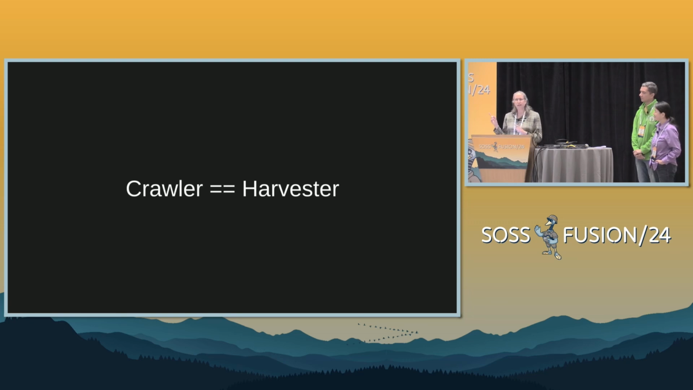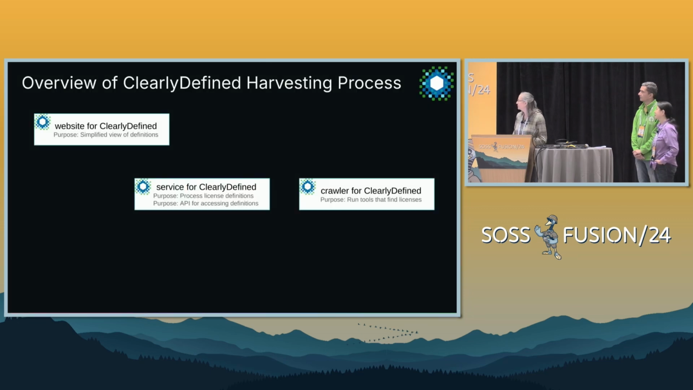All right, so I'm going to talk a little now about some of the workflows for ClearlyDefined. I wanted to point out that crawler and harvester are basically synonymous. So if you hear me say either one of those, I actually mean the same thing. There are three major components for ClearlyDefined: the website, the service that provides an API, and then the crawler, which actually does the harvesting. Through the website, you can ask for a definition. It makes an API call under the covers, or you could make that API call directly.